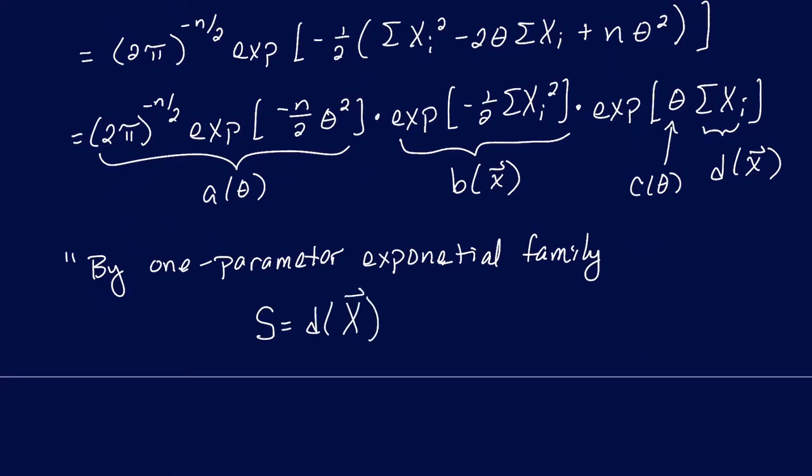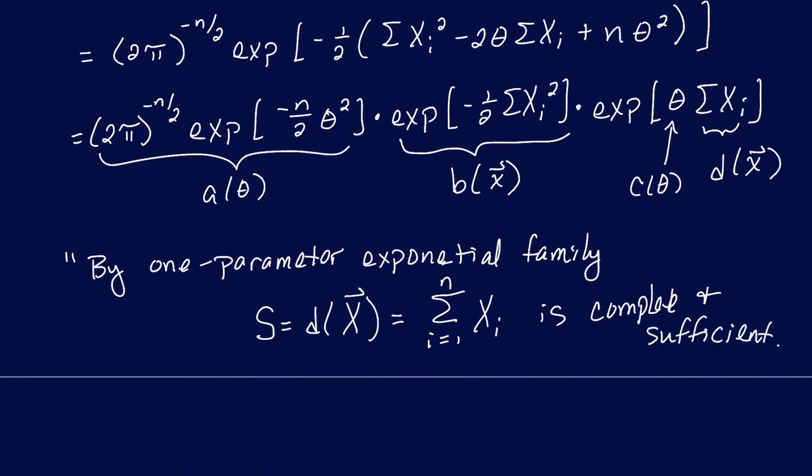The statistic S, which is defined to be d of the capital X's, which is the sum as i goes from 1 to n of the Xi, is complete and sufficient for the model. Okay, so that's part 1 of the Lehmann-Scheffé theorem for finding the MVU. We first want to identify a complete and sufficient statistic, and we've done that.